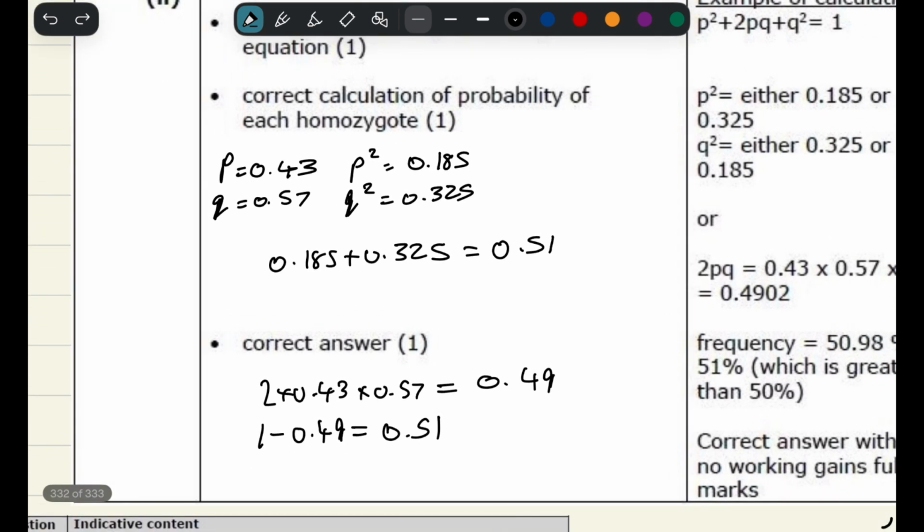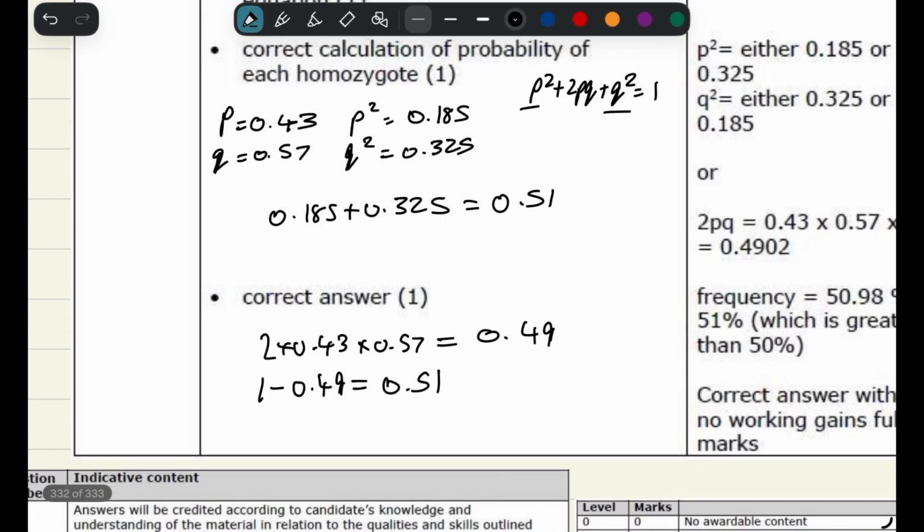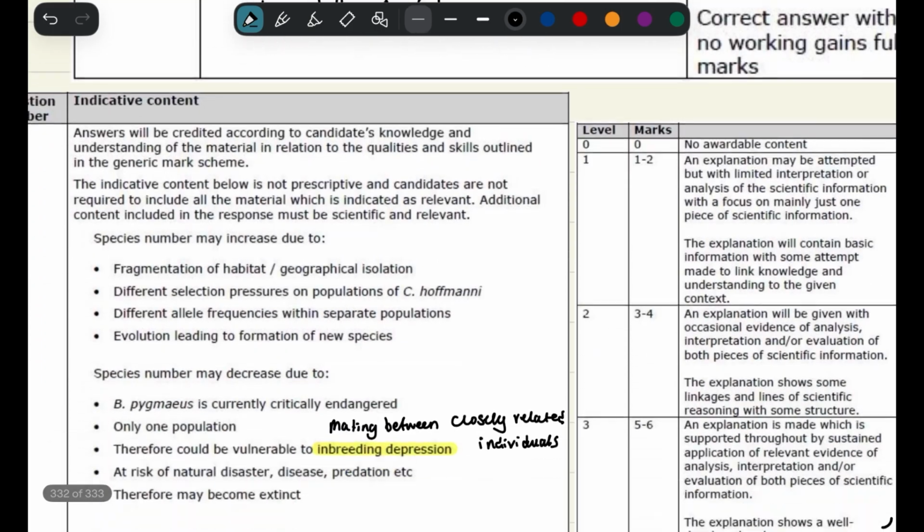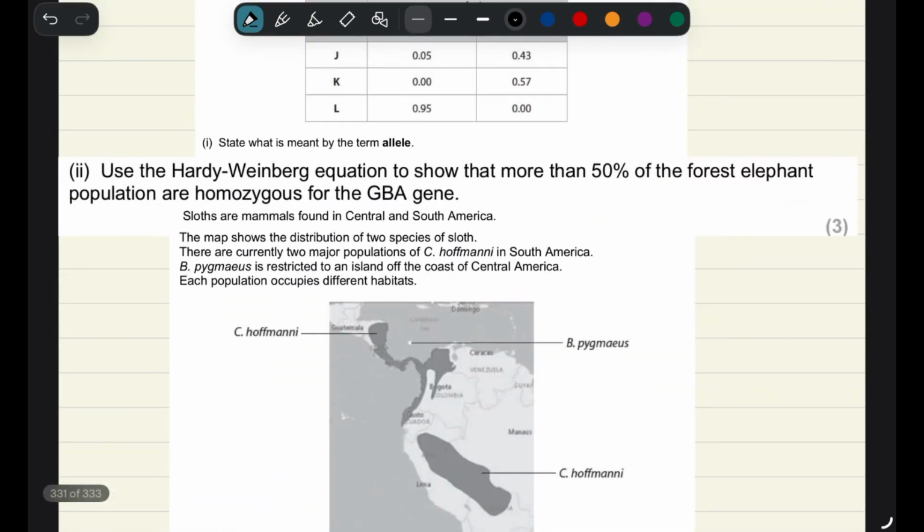So the long way, like we know, our Hardy-Weinberg equation is p squared + 2pq + q squared = 1. So we could have done it this way where we find p squared and q squared, right? As you can see the workings out here. Add them up together, and you'll find that's the number of homozygotes. Or you could have just found the number of heterozygotes using the 2pq bit, and 1 minus that would have got your answer.